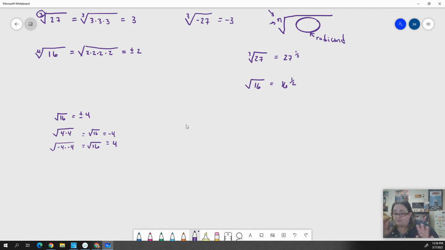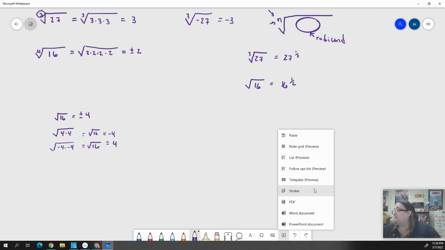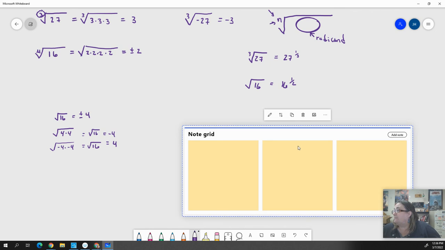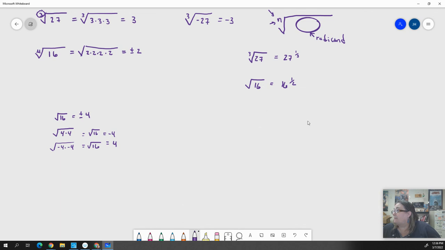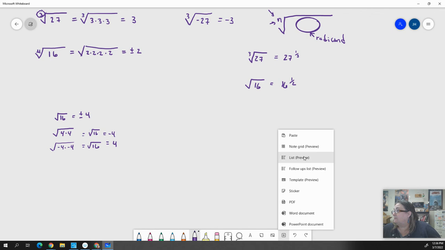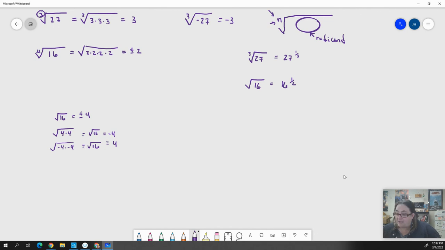So I think I've done plenty of examples in that respect. There's some things that it helps to know. I wish I could do like a box of stuff. I wonder if I can on this. If I can insert. Oh, I can. Well, that's not what I'm looking for. I don't want a note grid. I just wanted a regular old grid that I could put in. Oh well.